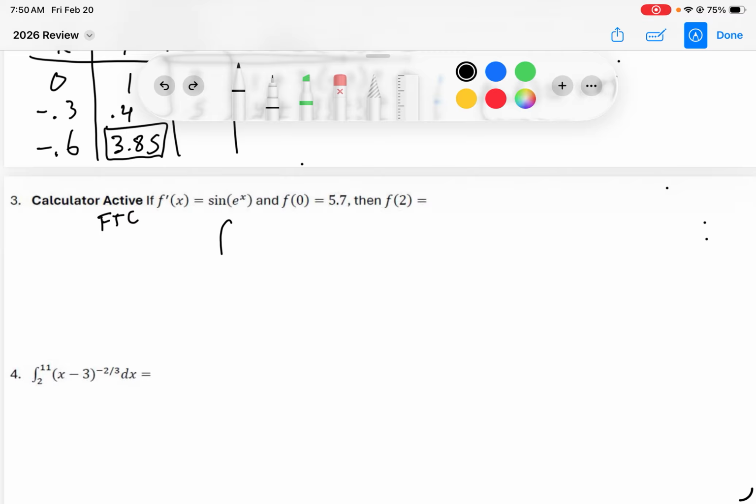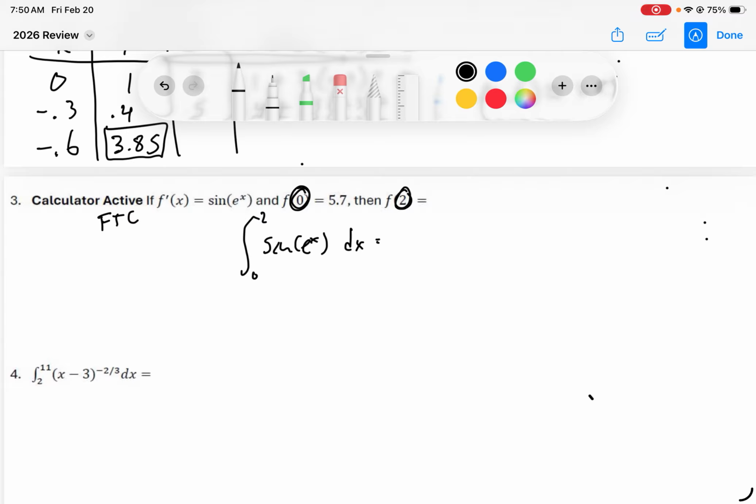So I know if I integrate the derivative function from a to b, that is equal to the antiderivative of this integrand, so F evaluated at b minus F evaluated at a. So I'm using that property to know that the integral of sine of e dx, which you don't have to find, it's calculator active, and my limits of integration will be from 0 to 2, because I'm given f of 0, and I want to find f of 2.